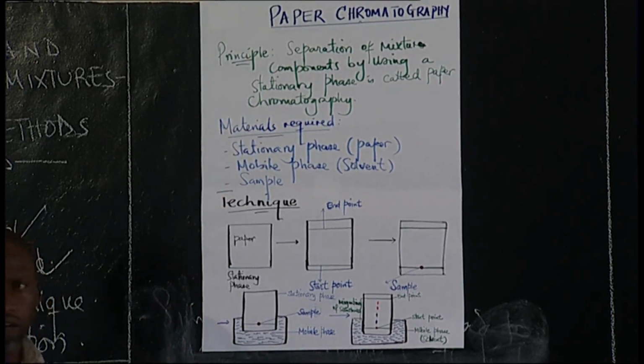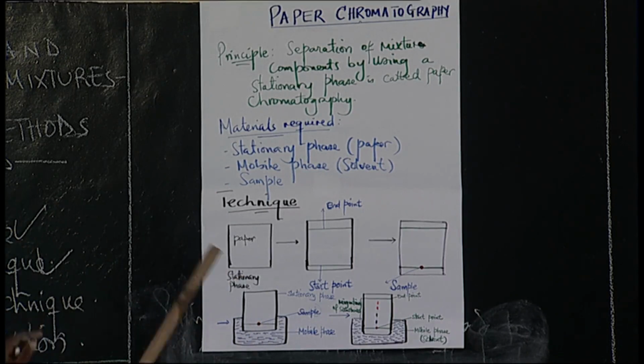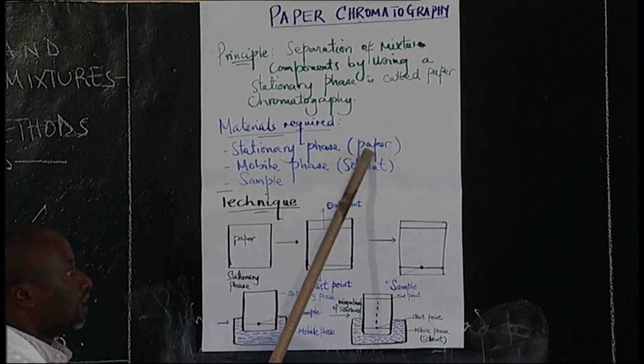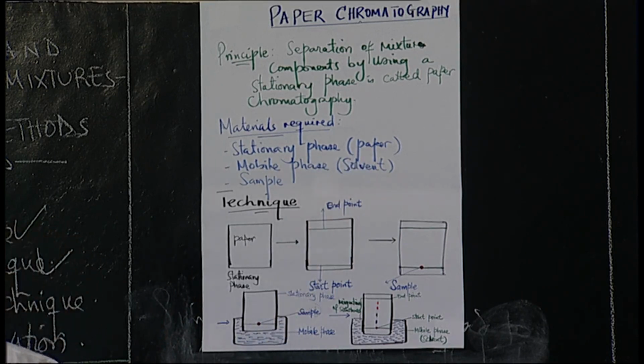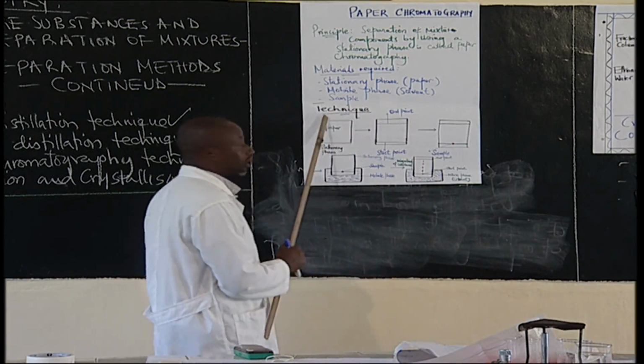The materials, what do you need when you are going to separate using paper chromatography? You need a stationary phase. In the stationary phase, that is a paper. So that is what it is called, a stationary phase. That is the paper. Not any paper like this one. We'll see the type of paper that is required.